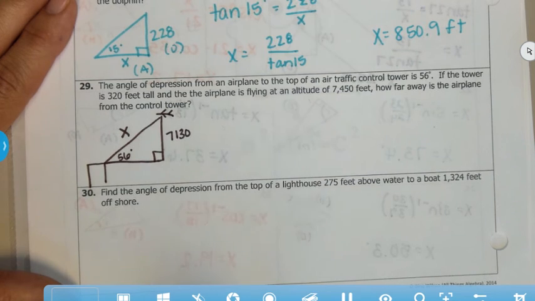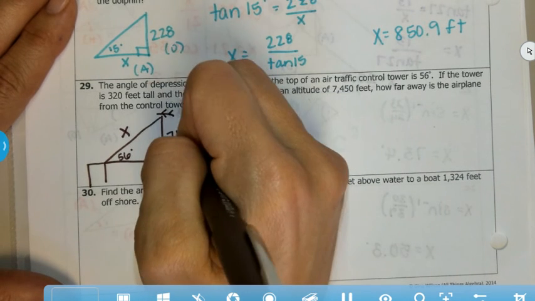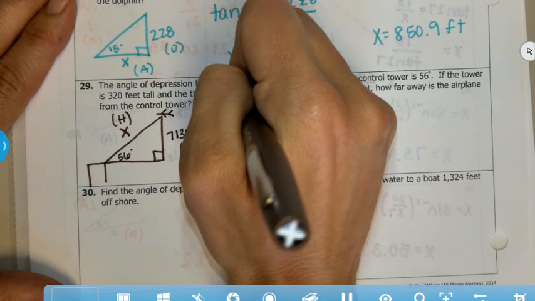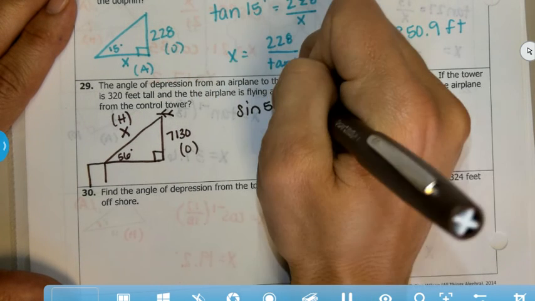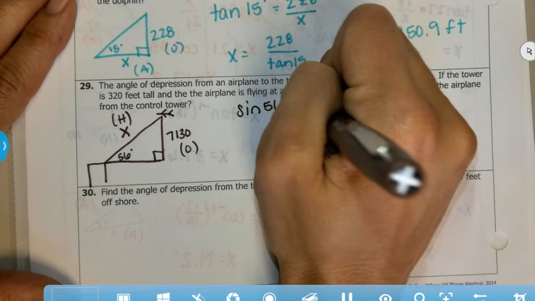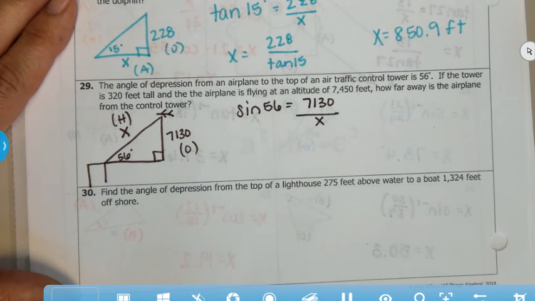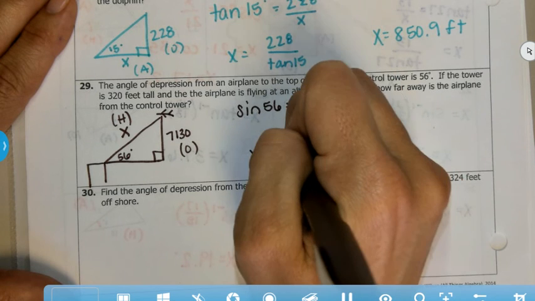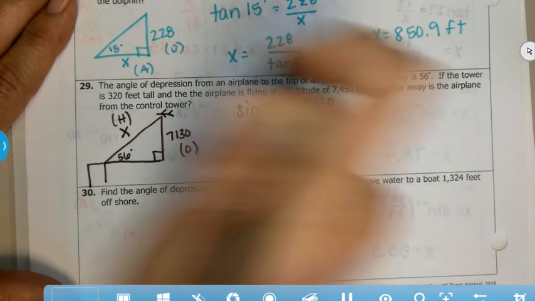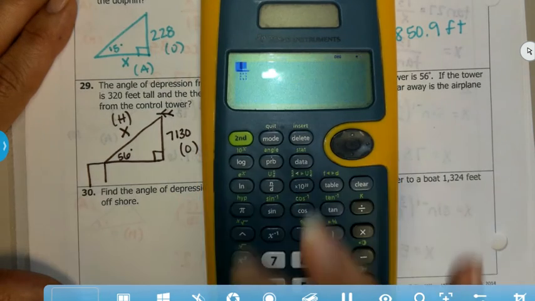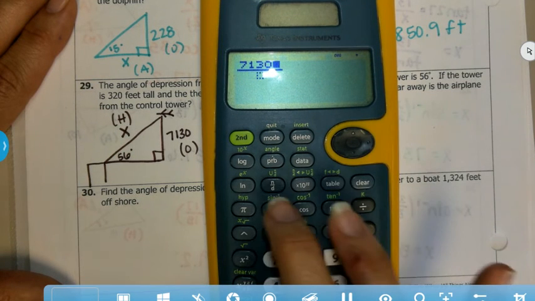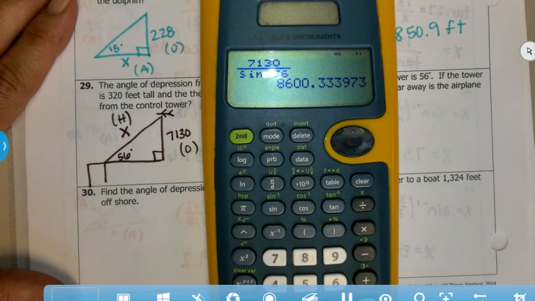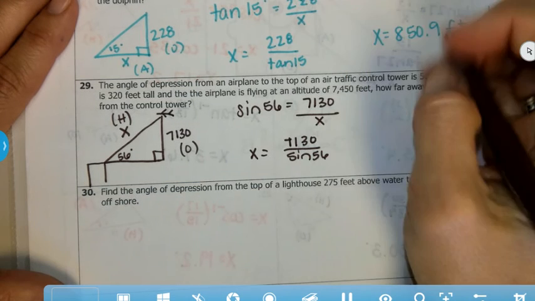All right. So to find this, 7,130 is the opposite side. X is the hypotenuse. So we're using sine. So sine 56 equals 7,130 over x. To find x, we divide. So x equals 7,130 over sine 56. 7,130 divided by sine 56 is 8,600.3 feet.